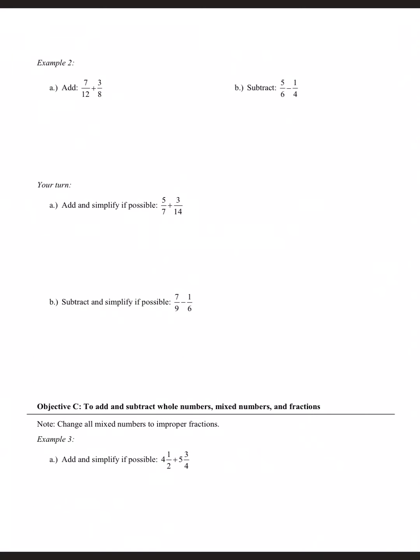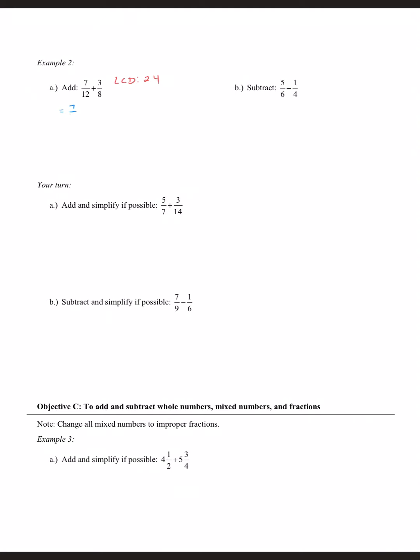For 12, we know 12 is a multiple, but 8 does not go into it. The next multiple of 12 would be 12 times 2, which would be 24. And 8 does go into 24. So the least common denominator here would be 24. Now what we have to do is rewrite each of those fractions as an equivalent fraction with a denominator of 24. So this goes back to a couple sections where we're writing equivalent fractions.